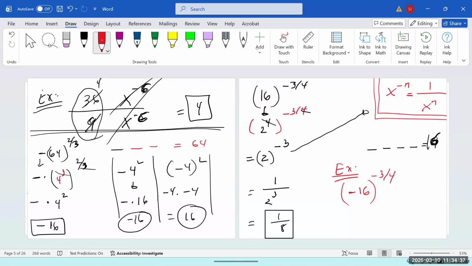Now what will be the answer? Why? Because you're looking for the same number 4 times, right? So can you find the same number 4 times that turns into negative 16? Impossible. So all you have to do is say it doesn't exist.